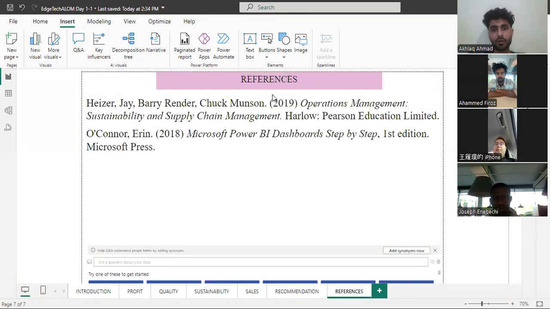So lastly, we have references. These are the two books that we got help from. From the first one, we learned how to assess our targets through supply chain management and sustainability. From the last one, we got a lot of help about how to process our data in Power BI. So these are the two references, and thank you so much.